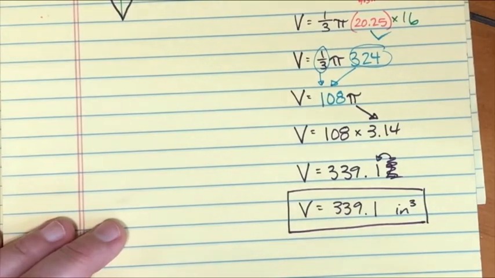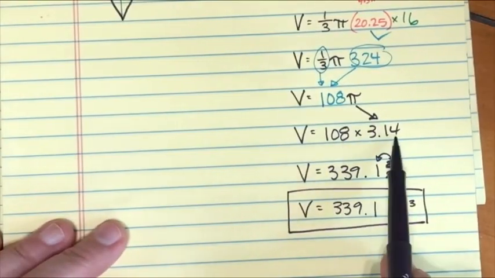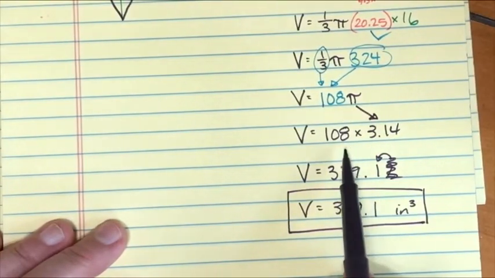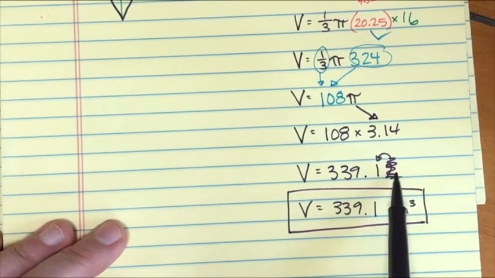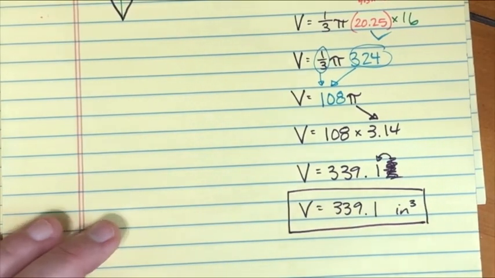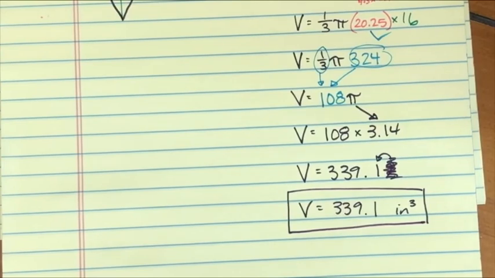However, we're going to put 3.14 in for pi, multiply that out. We're going to get 339.12. We're supposed to round to the nearest tenth. We look at the 2 in the hundredths. It's less than 5, so it's going to go away. We're going to keep the 1. So the volume is 339.1 inches cubed.